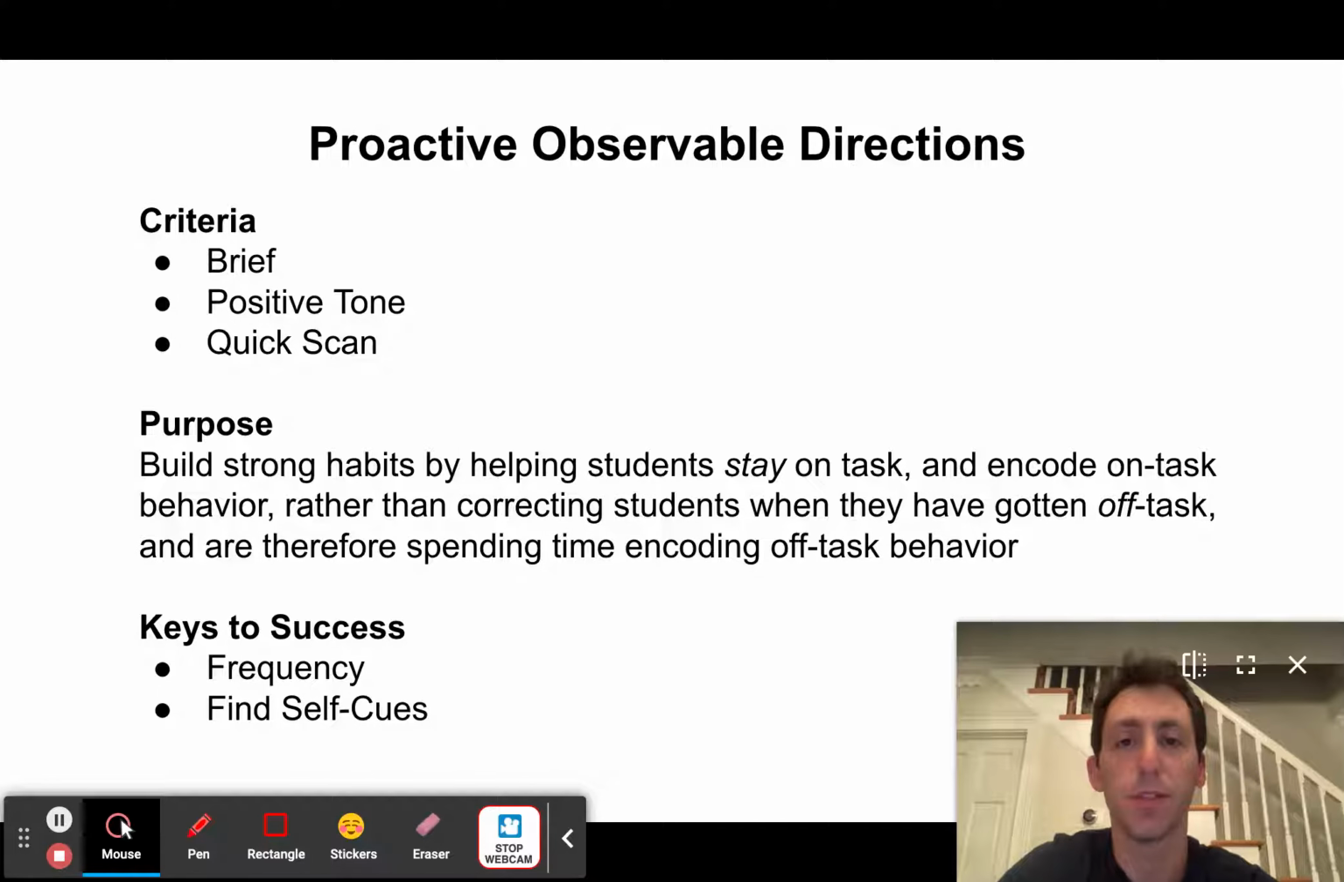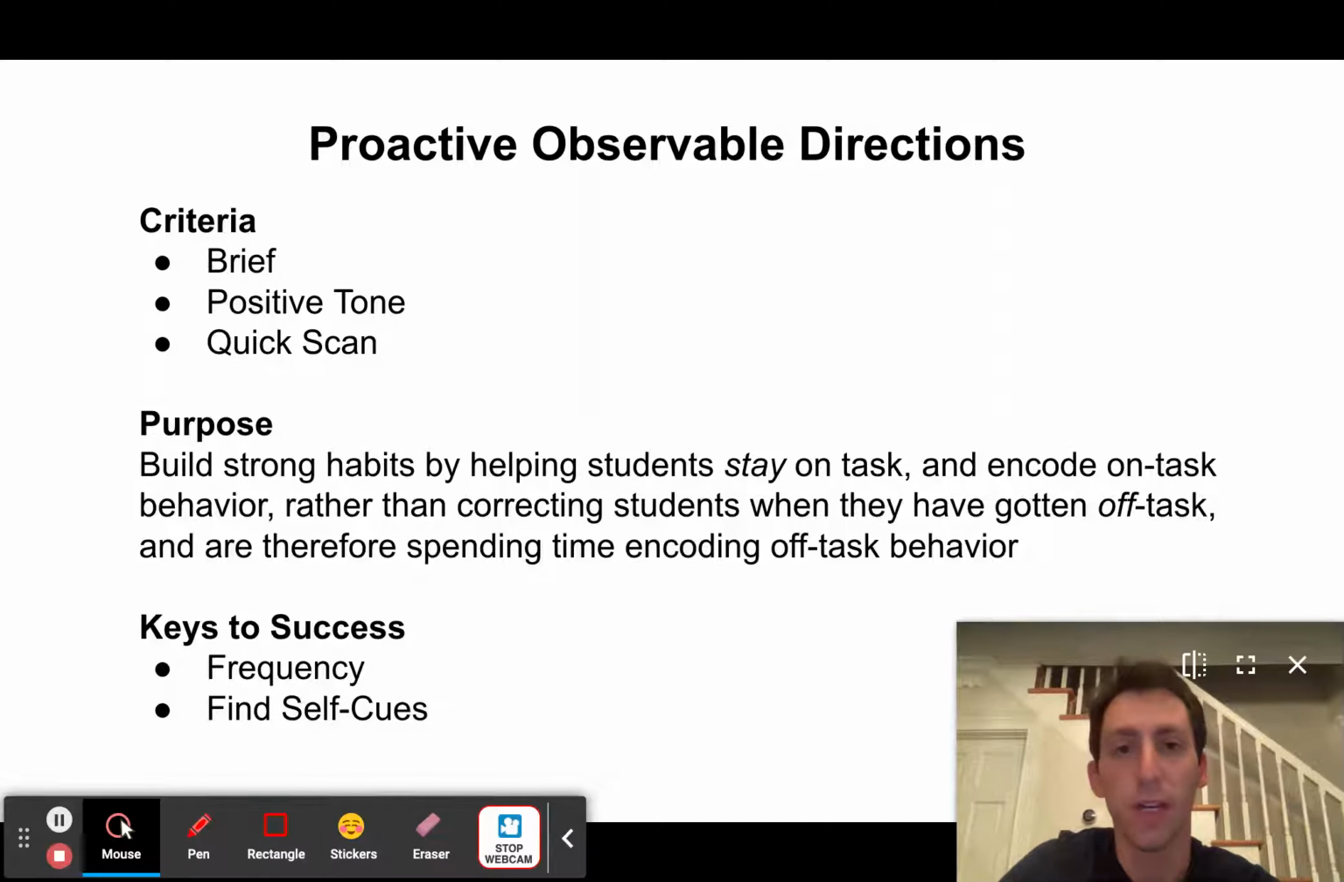Proactive observable directions are one of the most important tools that teachers can use to help students develop really strong learning habits early in the school year, especially in early elementary. Proactive observable directions are quick reminders of the on-task behavior that you're looking for when students are still on task. And instead of waiting until students get off task and correcting or having to reset, we give proactive observable directions frequently to stay ahead of behaviors.